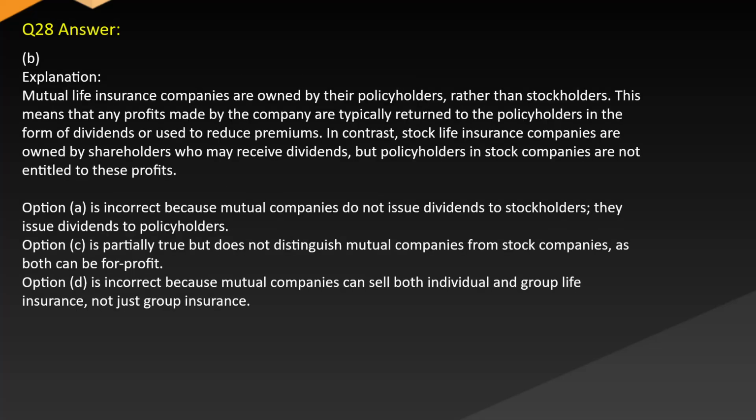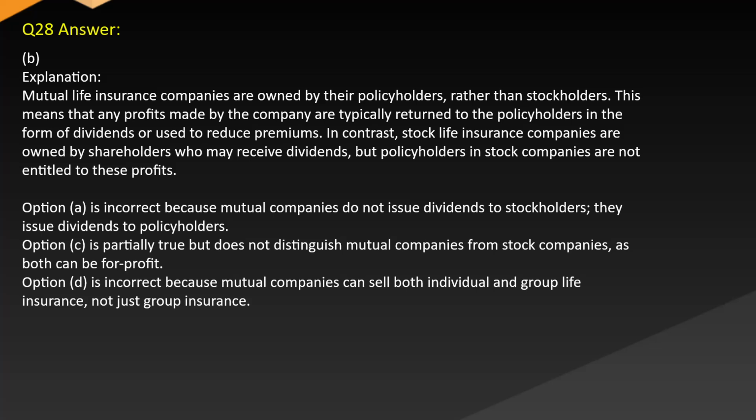Answer: B. Explanation. Mutual life insurance companies are owned by their policyholders rather than stockholders. This means that any profits made by the company are typically returned to the policyholders in the form of dividends or used to reduce premiums. In contrast, stock life insurance companies are owned by shareholders who may receive dividends, but policyholders in stock companies are not entitled to these profits.